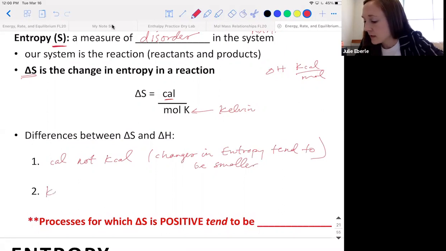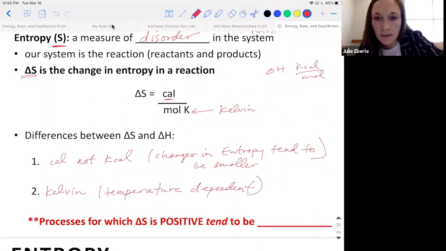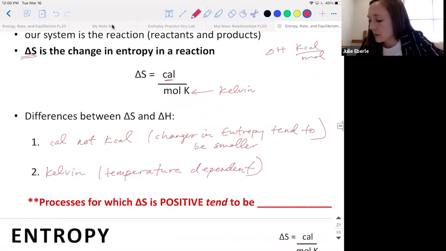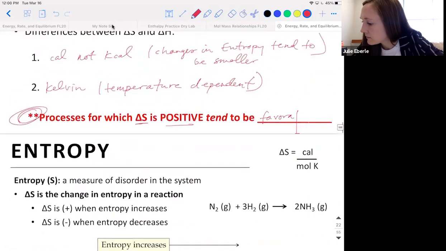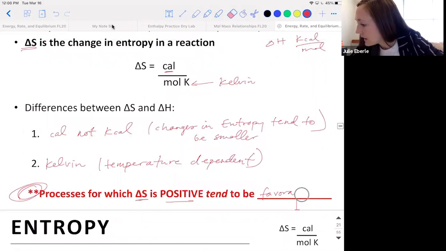Number two, we have units of Kelvin in the denominator. So what that means is that entropy is temperature dependent. The ice doesn't melt spontaneously until it's in a warmer temperature. Temperature dependent. All right, so this is really important too. Processes for which delta S is positive, meaning disorder increases, those tend to be favorable, or spontaneous.